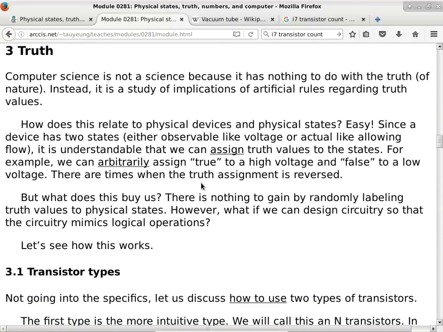Well, if it's either on or off, we can now arbitrarily assign a meaning of true to one state, and the other one will get a meaning of false. Now, that's just completely arbitrary, okay? You can say high voltage is true, low voltage is false, or otherwise. It doesn't really matter which way, because it's just that one is one meaning and the other one is the other meaning.